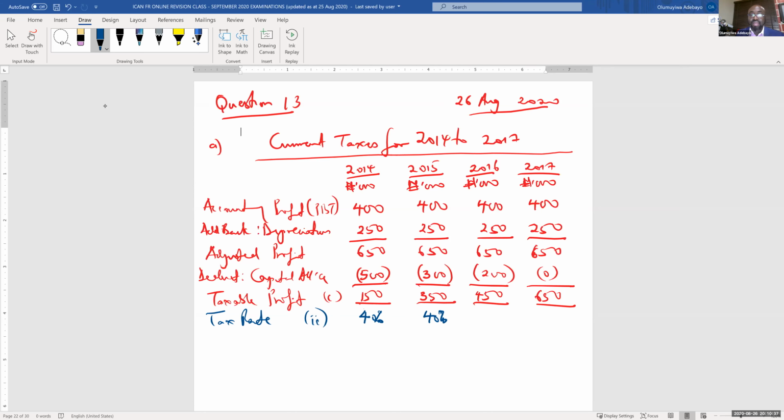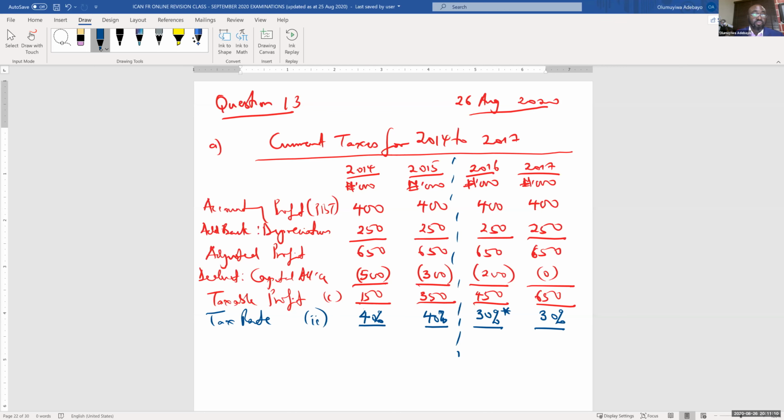Now, it then means that in 2016, this becomes our cutoff. The position changes between 2015 and 2016, and our new tax rate is 30% going forward, until a future time when there might be a change in the tax rate.